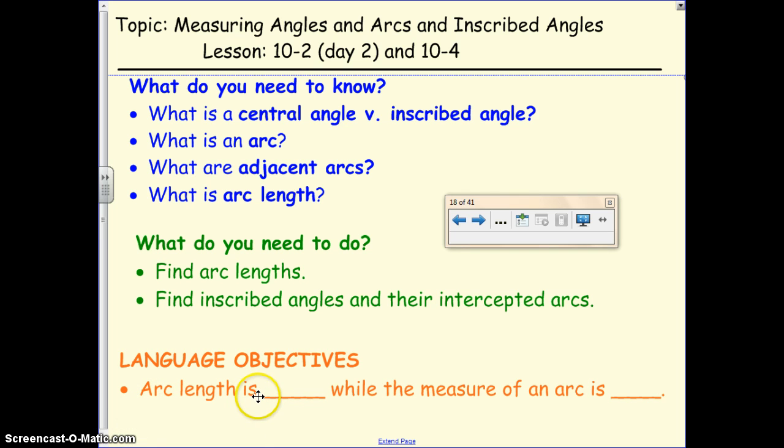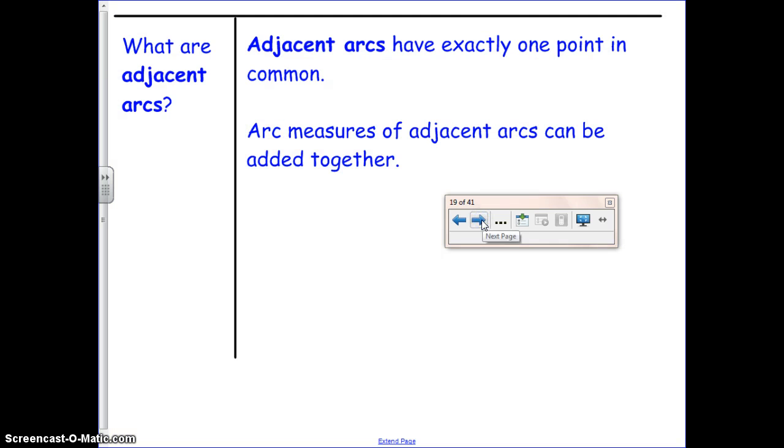So the arc length is blank, while the measure of the arc is blank. So, terms to know. What are adjacent arcs? Adjacent arcs have exactly one point in common. Arc measures of adjacent arcs can be added together.